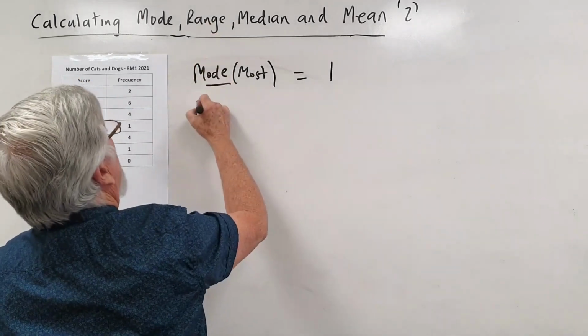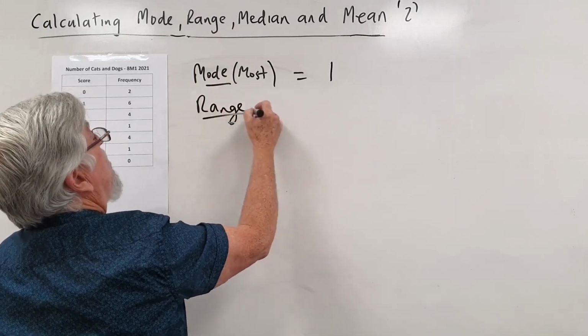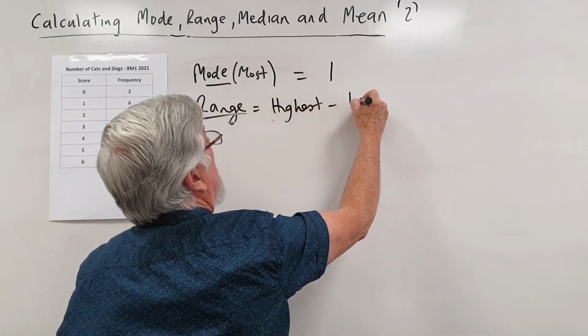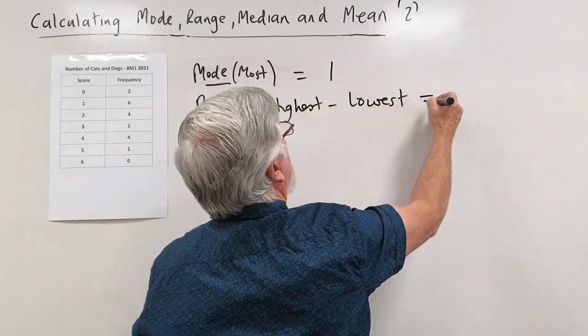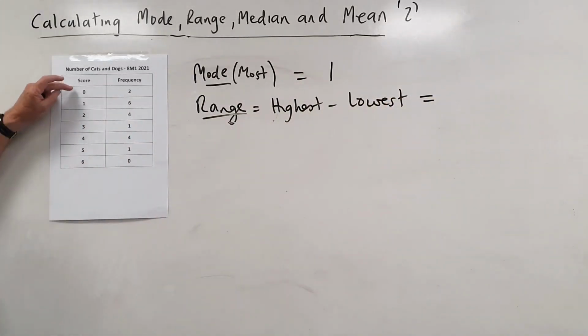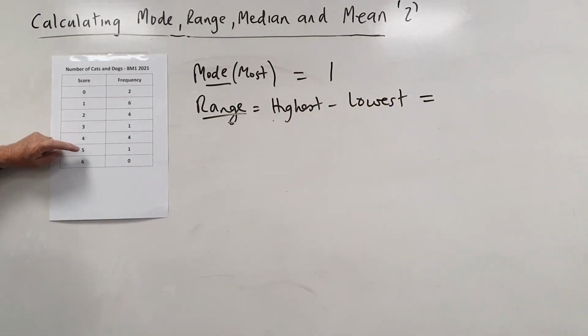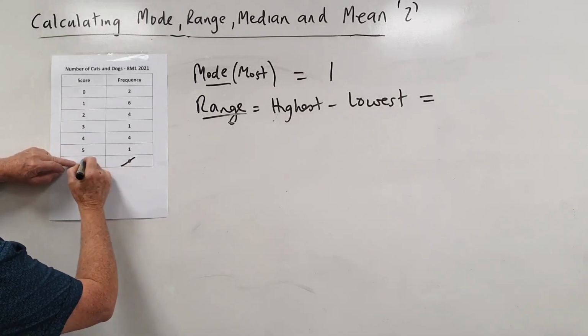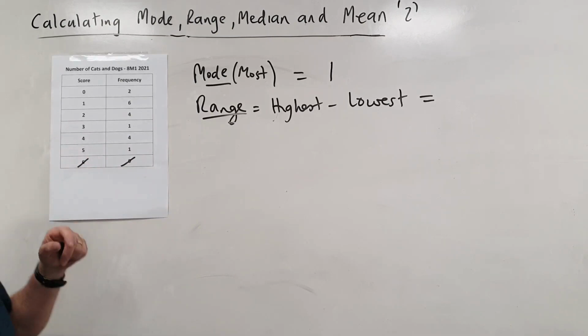Then if I go to the next one, the range. The range is the highest minus the lowest, or the biggest minus the smallest, whatever you want to call it. So look down to here now. Here's where people get trapped as well. I've got the 6 still here, but no one had 6. No one had 6 dogs and cats.